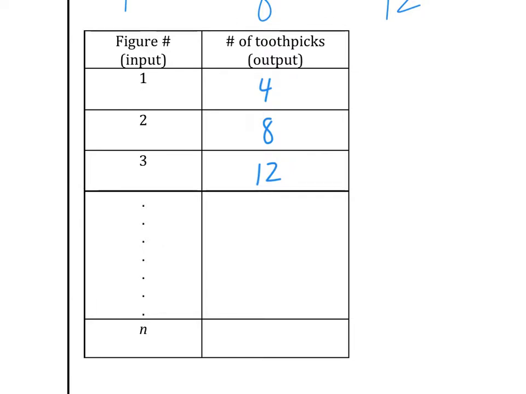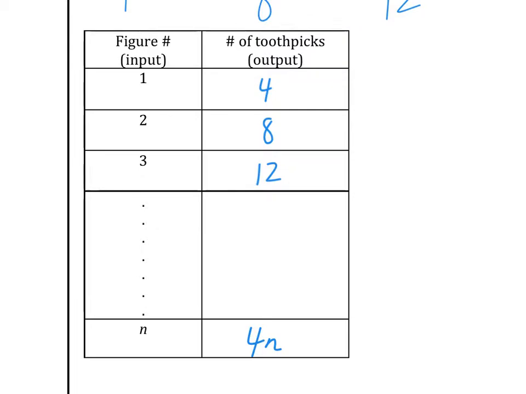Yeah? N by 4. What do you mean by? Multiply. Okay, so let's say 4n. So the process is 4n. So basically, if you had an infinite number of figures, you would just multiply that figure number by 4.